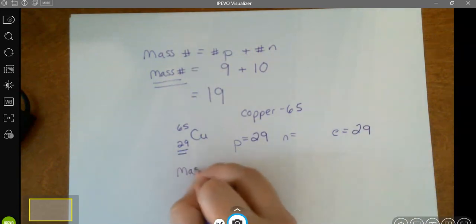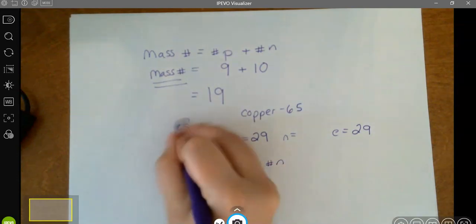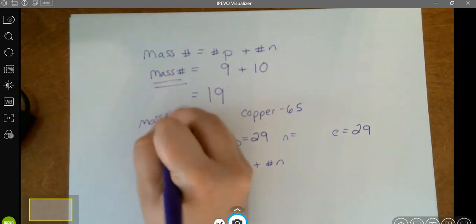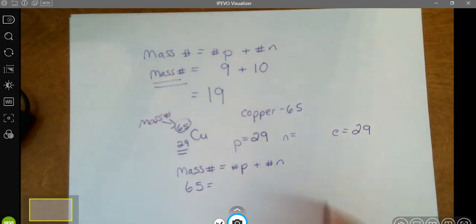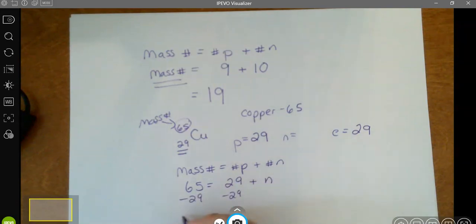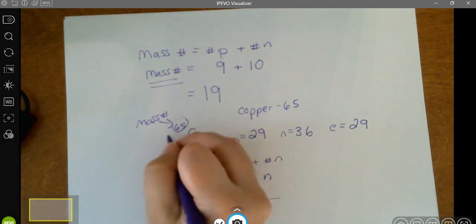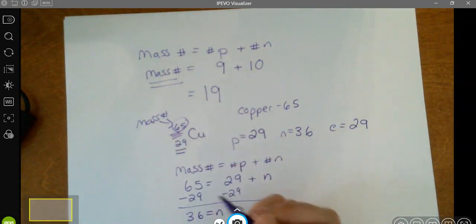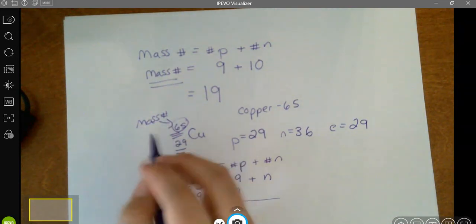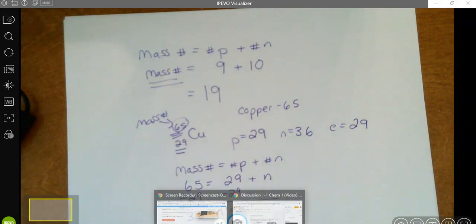Now, remember that the mass number is the number of protons plus the number of neutrons. Now this right here is our mass number. Okay, so 65 is equal to the sum of the protons and the neutrons. We know that we have 29 protons. We can subtract 29 from both sides, and we get that there are 36 neutrons. Okay? The most common mistake I see people making with this is that they forget what this number is. So try to remember for yourself that this is the mass number and not the number of neutrons. This is the sum of the protons and the neutrons, and that will help you out a lot.